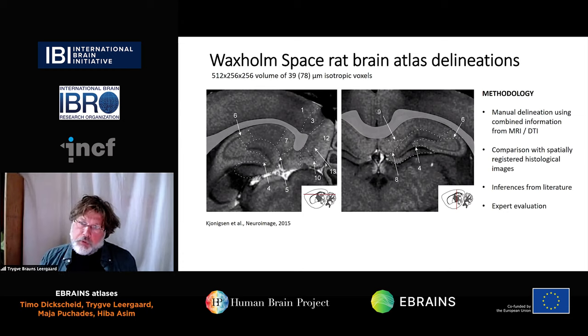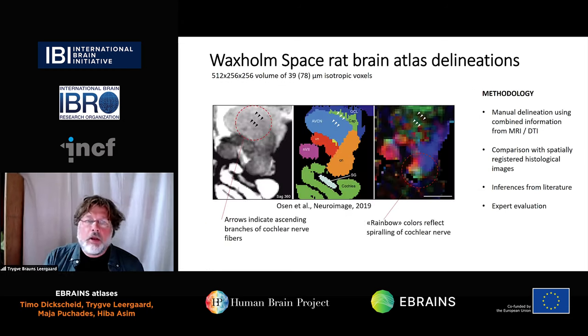The method used to define these structures was primarily to interpret the structural MRI image, where contrast was interpreted, boundaries were identified, we compared it with histology, we looked at literature, and as you see here, we can see certain shades that were interpreted as, for example, branches of a nerve, or here a rainbow DTI signal was interpreted to reflect a spiraling nerve. And in this way, we were able to identify all these detailed boundaries.